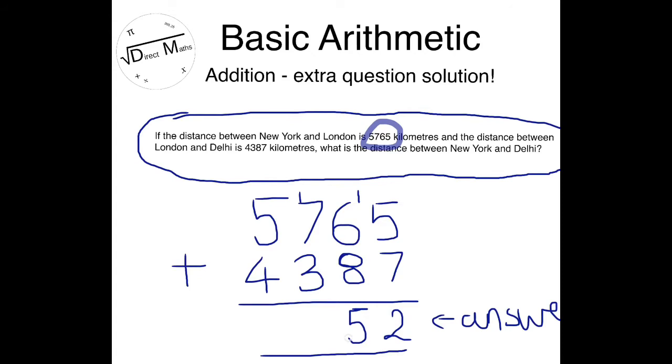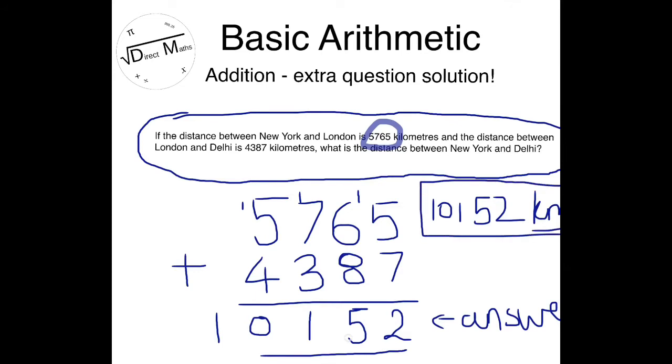7 plus 1 plus 3 obviously is 11. So you put the 1 there, and then the 1 goes back up there, and then the 5 plus the 4 plus the 1 is 10. And since there's no more digits to carry on to, we just write the 10 in its entirety. So our answer is 10,152, and because there's units, we're just going to put km there to indicate kilometers, and we box that up, and that is our answer.